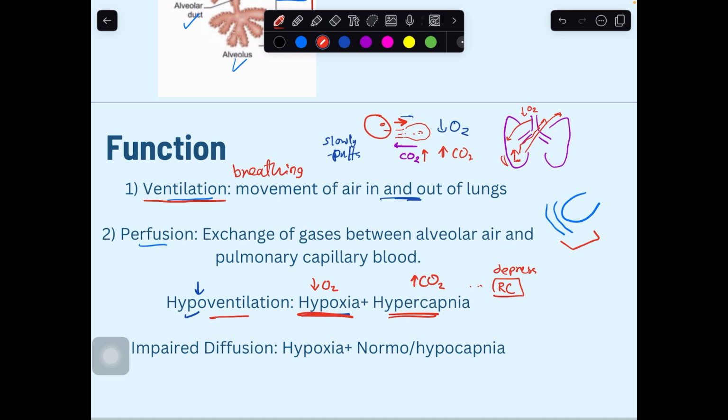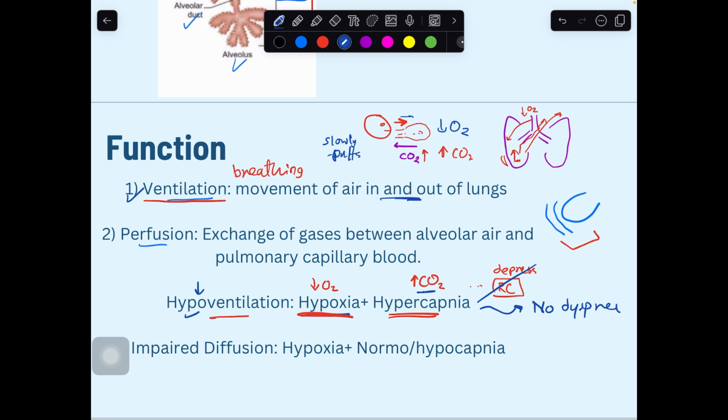right? But in this case, since I have hypercapnia, this will be depressed. So now the respiratory center won't even realize that there are any changes and won't be able to do anything about it. So in these patients with hypoventilation, you won't see any dyspnea or any difficulty breathing, or them trying to breathe much faster. No, there is no such thing in these patients, okay? Because of the hypercapnia.